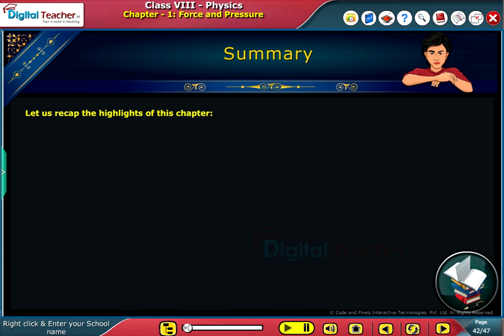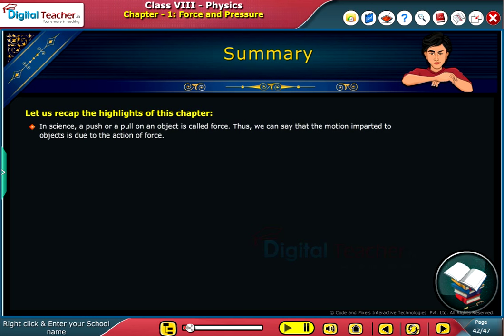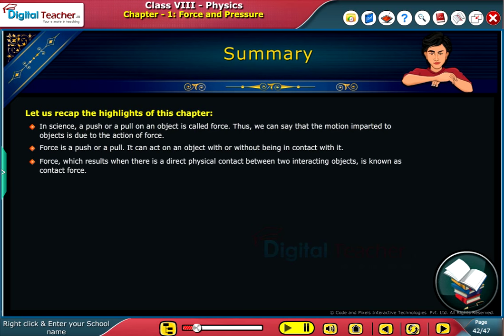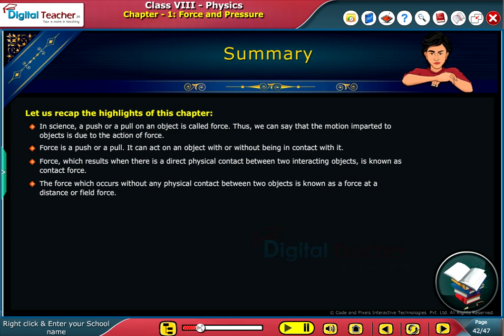Summary. Let us recap the highlights of this chapter. In science, a push or a pull on an object is called force. Thus, we can say that the motion imparted to objects is due to the action of force. Force is a push or a pull. It can act on an object with or without being in contact with it. Force, which results when there is a direct physical contact between two interacting objects, is known as contact force. The force which occurs without any physical contact between two objects is known as a force at a distance or field force. The force which is exerted by using our body muscles is known as muscular force.